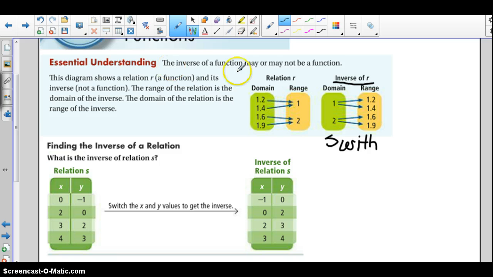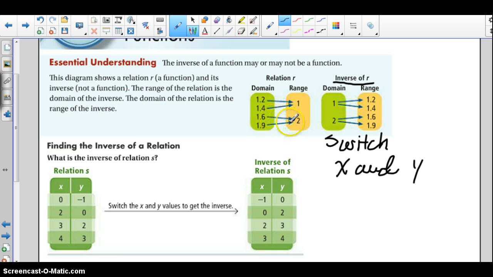That's not switch. How about this? Switch out x's and y's. Now, all you have to do from there is determine whether or not it's a function.